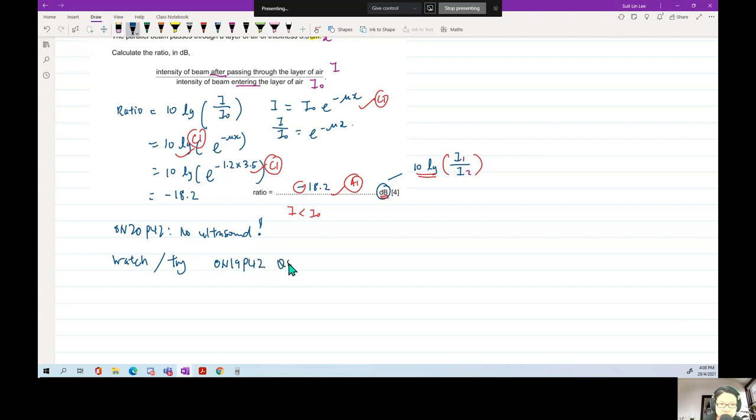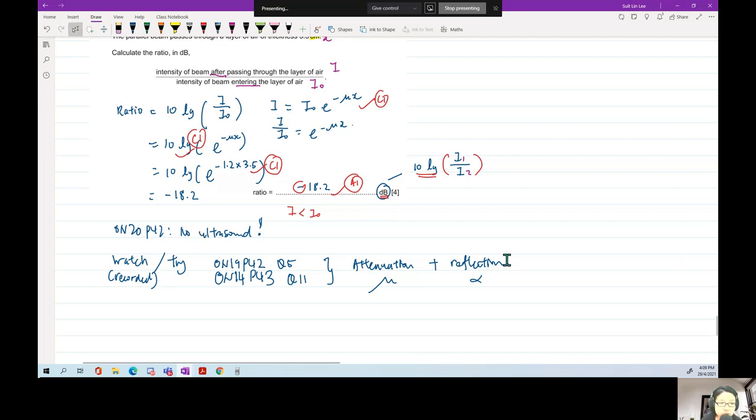ON19 paper 4-2 question 5. These are all recorded already. ON10 paper 4-2. Actually, this one I've just discussed, so not really needed. It's this one, ON14 paper 4-3 question 11. So for these two, we have attenuation plus reflection. Your alpha and your mu. Your z value as well. Okay, so go and watch.